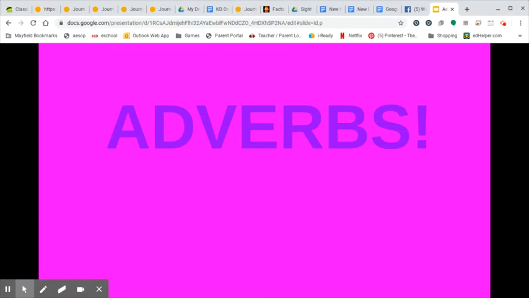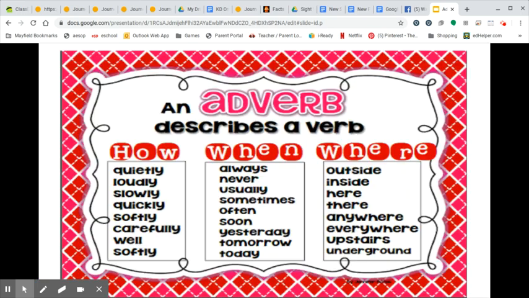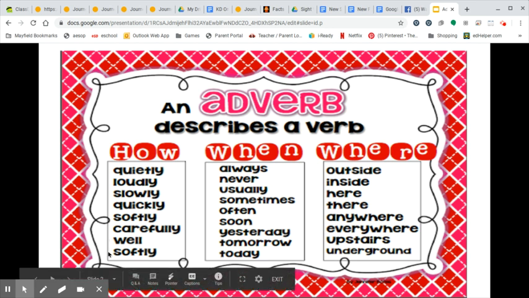Hey friends, let's talk about adverbs. Adverbs are words that describe a verb. An adverb describes a verb. So one way an adverb can describe a verb is to tell how. So how quietly someone walks, how loudly someone plays an instrument, how slowly or quickly someone can run, how softly or carefully we might creep up the stairs, how well you do something, how softly you can speak.